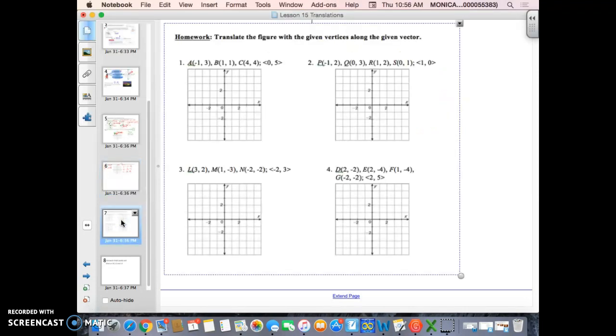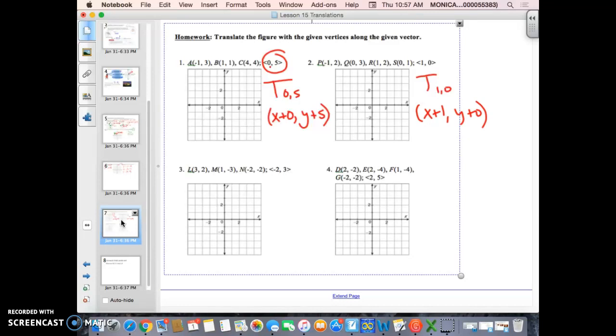All right, now we're getting into homework, so make sure you can do these problems. Again, notice that these are written in vector notation. So another way you could write this is a big T with a 0, 5. So whatever the first is what you do to your x, and the second is what you do to your y. You could also write it as x plus 0, y plus 5. This one over here you could also write as T 1, 0, or x plus 1, y plus 0.